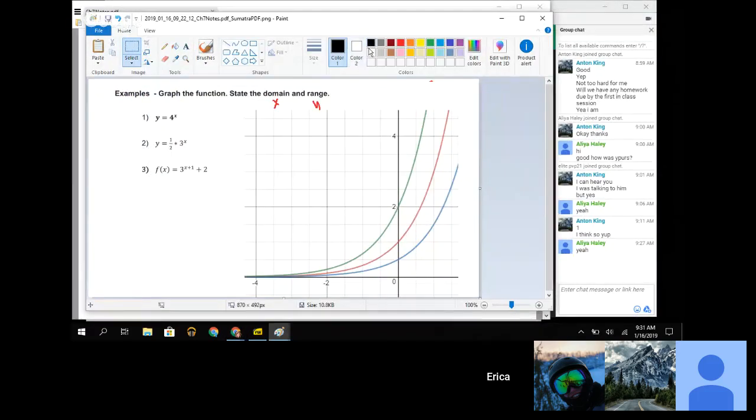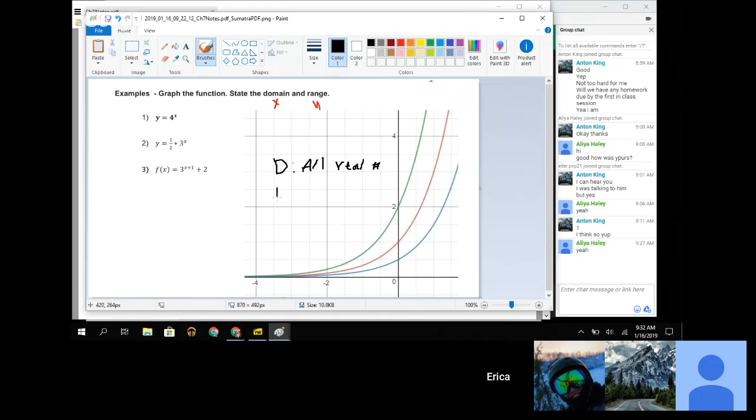So now let's talk about what is the domain. What is the domain? So your domain, remember, is your x's. So for this blue exponential function, what are all the x's that are possible? Should be all real again, right? There's no x values that are off limits. So all real numbers as my domain.